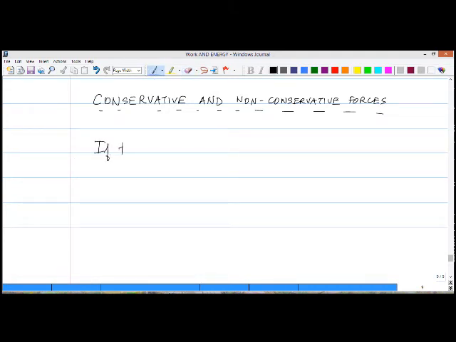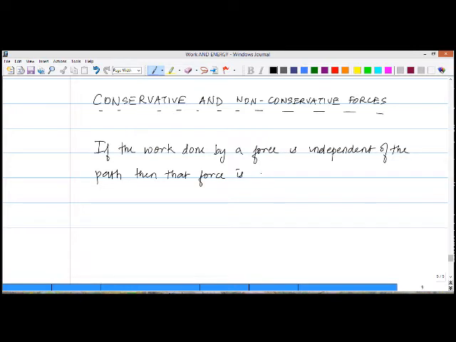So if the work done by a force is independent of the path, then that force is conservative.